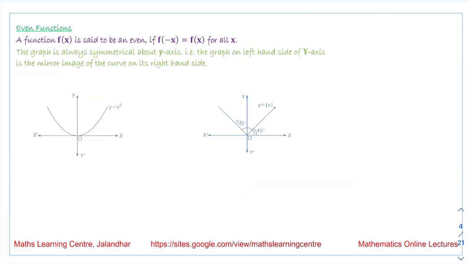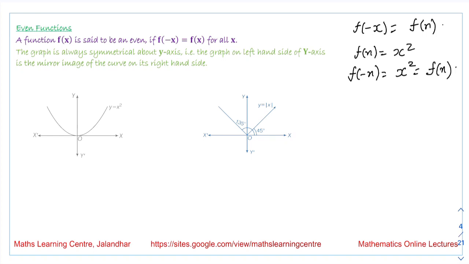The next definition we have is the even function. We are saying a function is even if f of minus x is equal to f(x). So if we are talking about the function, say f(x) is equal to x square, f of minus x is equal to, again, x square, that is equal to f(x).